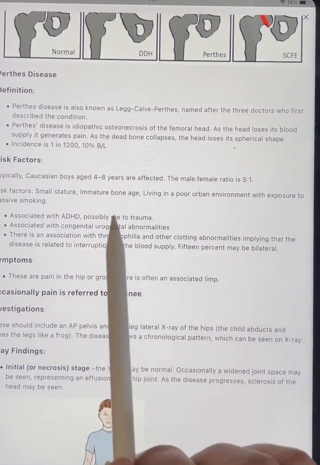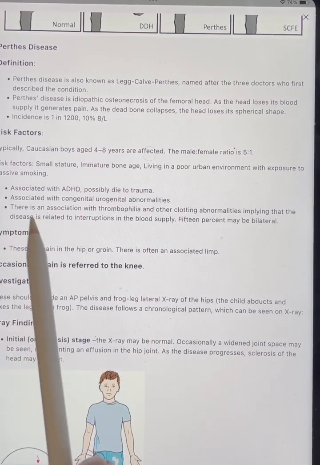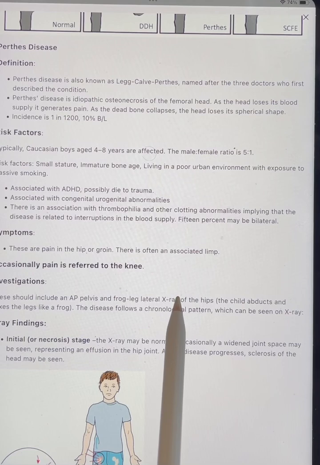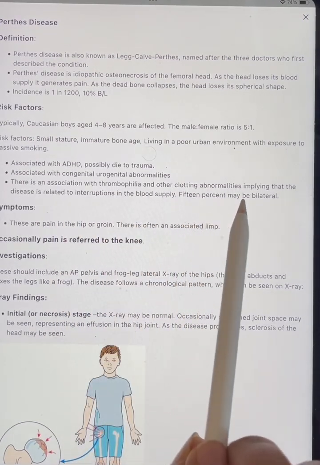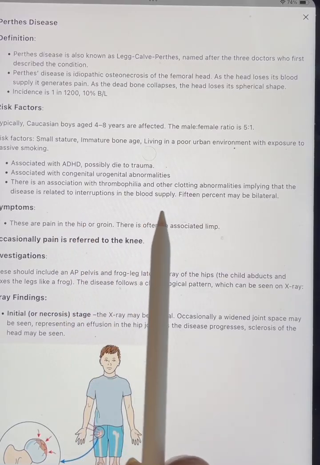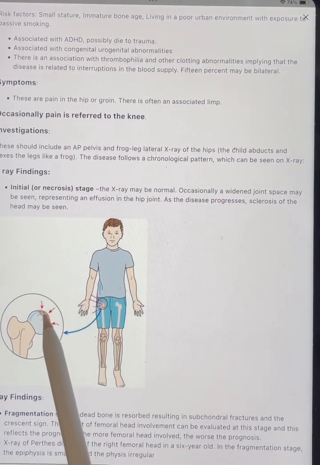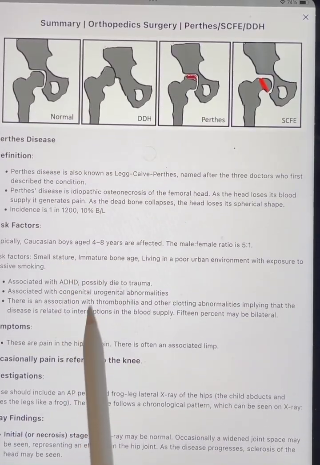Other associations are small stature, immature bones, living in poor urban conditions, and exposure to passive smoking. Associated with ADHD, possibly due to trauma. Also with congenital urogenital abnormalities. There is an association with thrombophilia and clotting abnormalities, implying the disease is related to interruption in the blood supply. So the blood supply to this surface is interrupted. That's why it leads to Perthes disease.